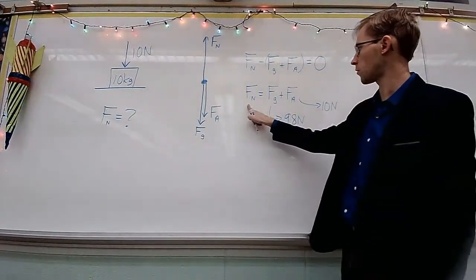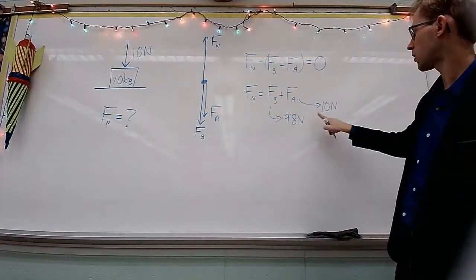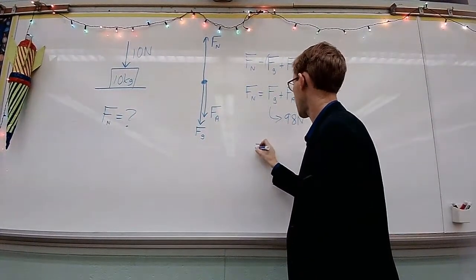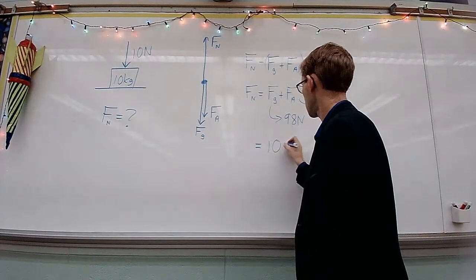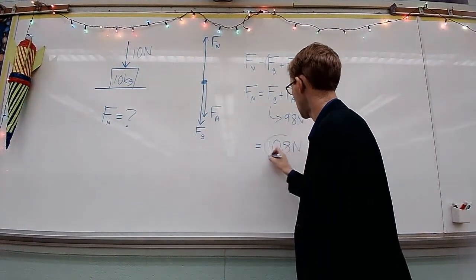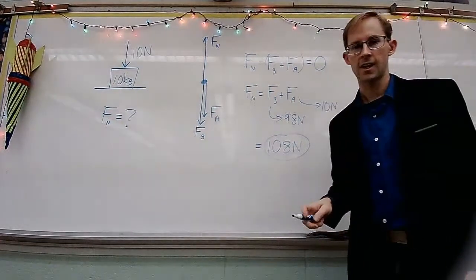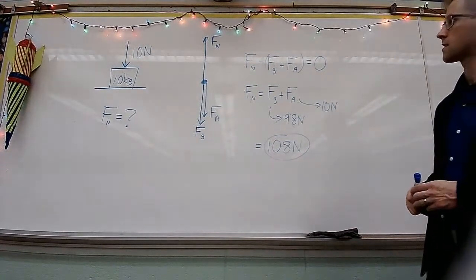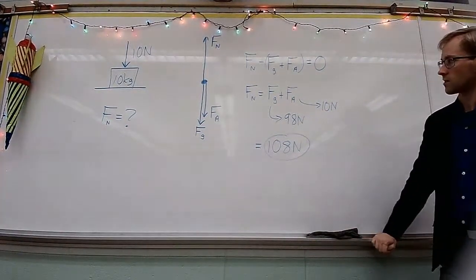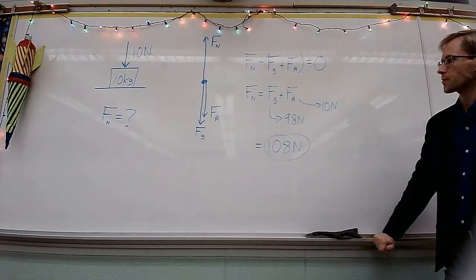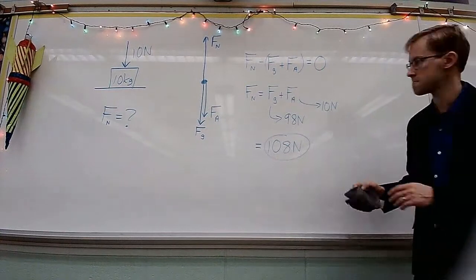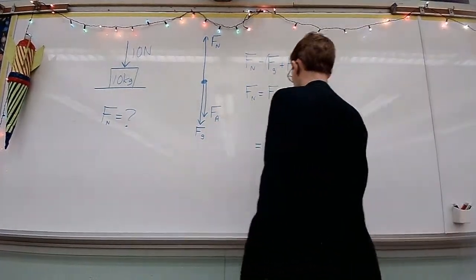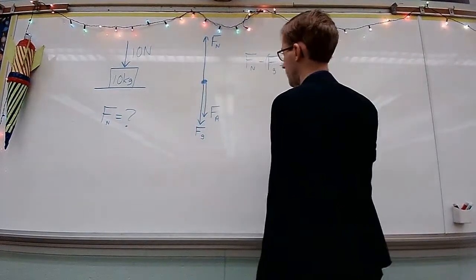So, to get my normal force, I go 98 newtons plus 10 newtons, and that gives me a final answer of 108 newtons, and that would be my normal force in this case. Alrighty. Take a minute just to digest that. And from there, we are going to go on to our next problem. This one's going to be a bit more complicated, and it's going to be a different color.